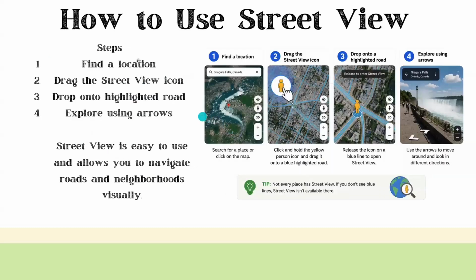So how to use Street View? First, find a location wherever you want. For example, here you can go to Niagara Falls in Canada, and then you can drag the Street View icon. Basically, you can see here, you can drag this little icon to where you would like to stand. It depends on whether you're on a computer or on your tablet or phone. It might look a little bit different.